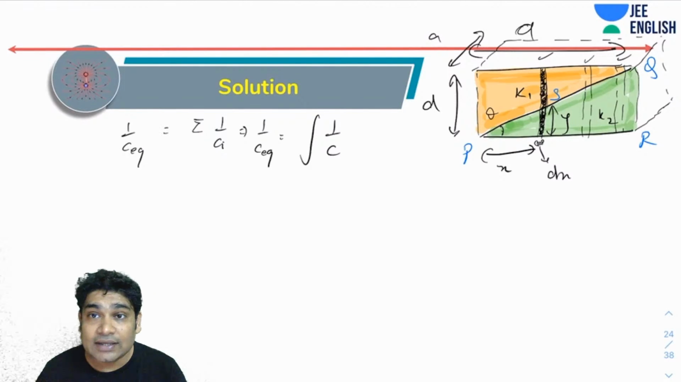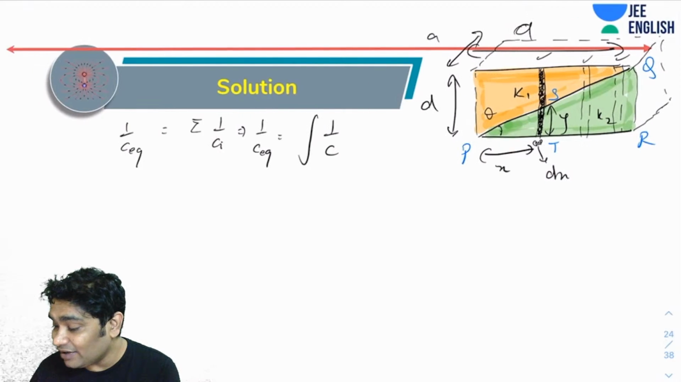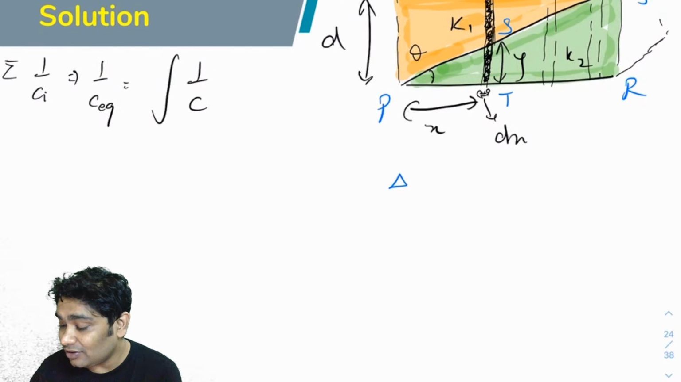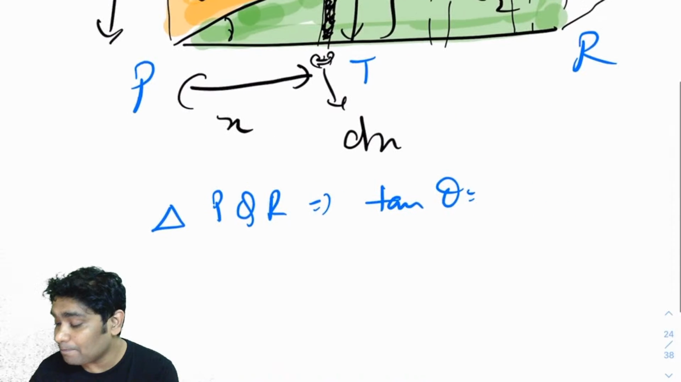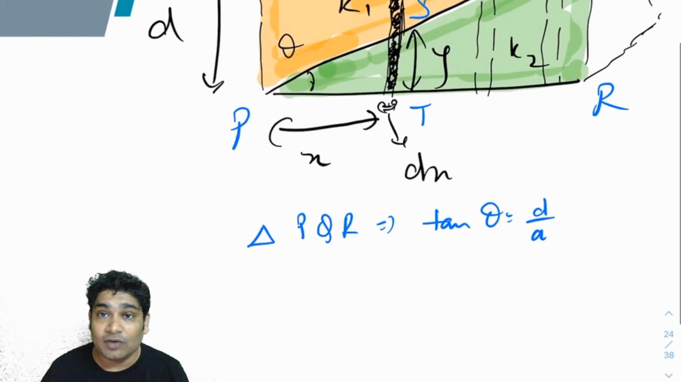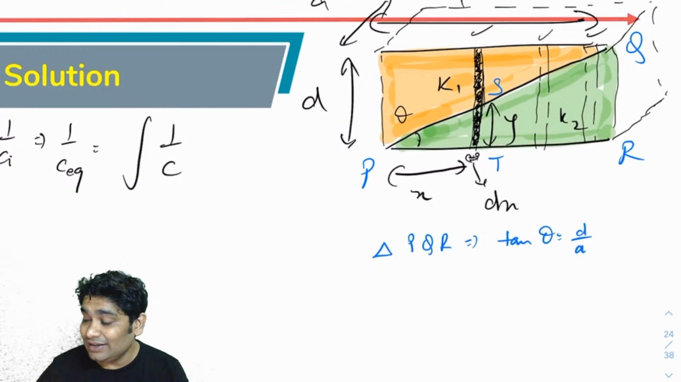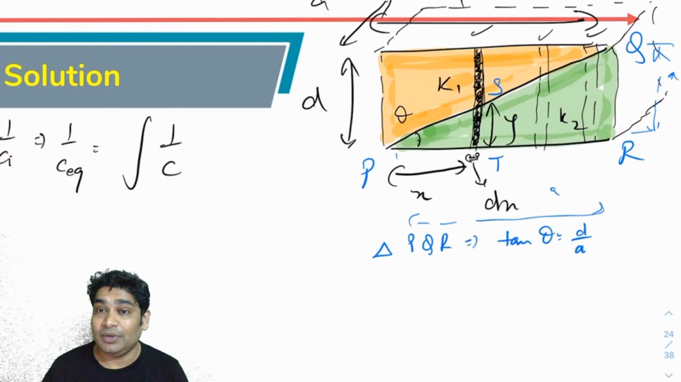Alright. So now let's take a look at this T. So let's take a look at triangle PQR. If you look at triangle PQR, what do you see? Tan theta is equal to D over A. I am sure you can see that. This is D. This was A. This entire thing was A. So tan theta would become D over A.